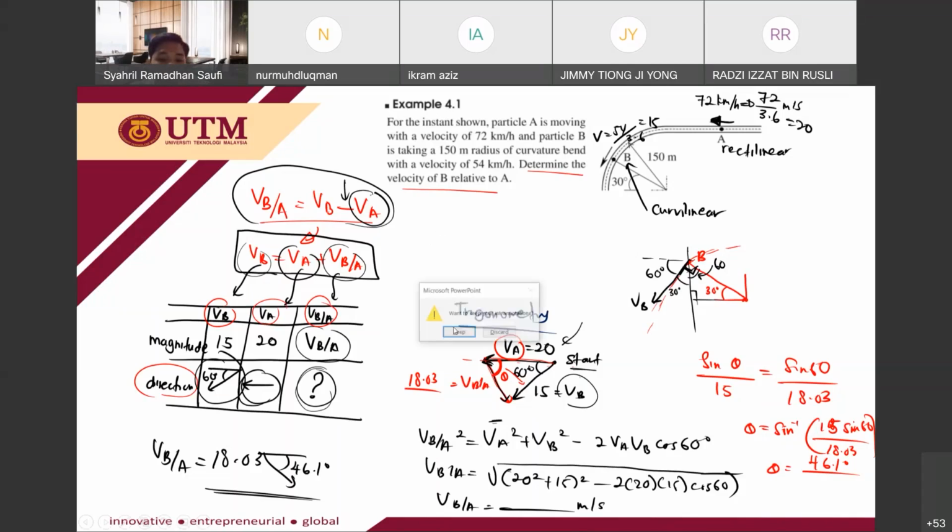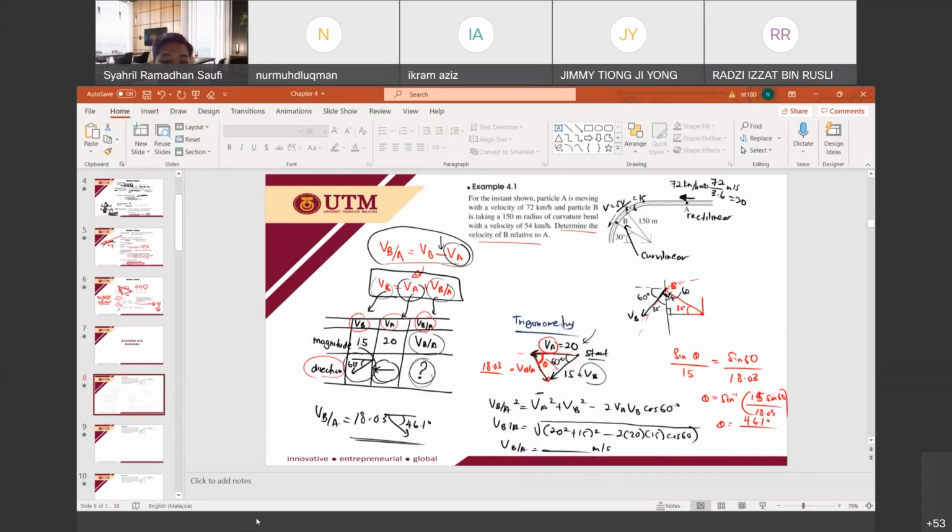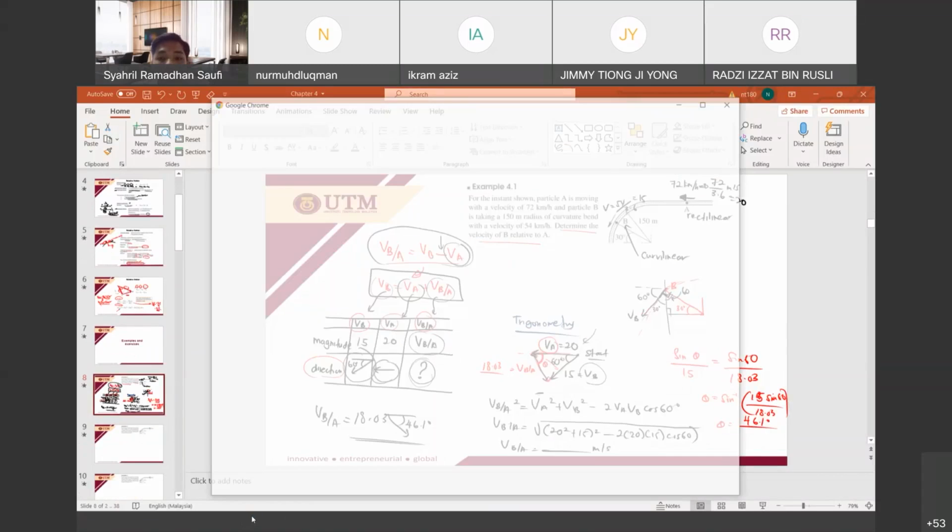Okay, if I take the example from the books, I will show to you.